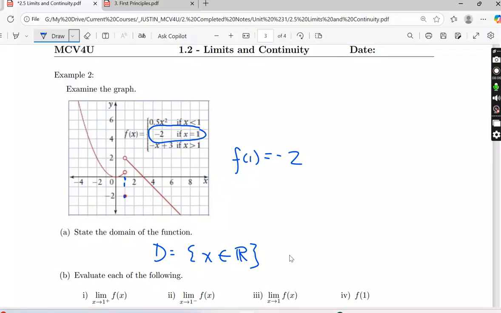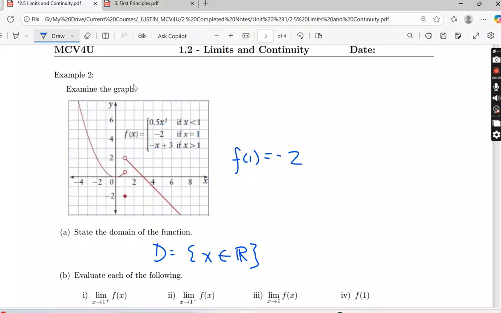And again, this is a piecewise function. It just means that different pieces of this function are represented by different functions. So for example, when x is less than 1, it's represented by a parabola, just cut off at x equals 1. When x equals 1, it's just equal to -2, a value. And when x is bigger than 1, it's a linear function that just heads straight down. Let me just erase that to clean it up a little bit.